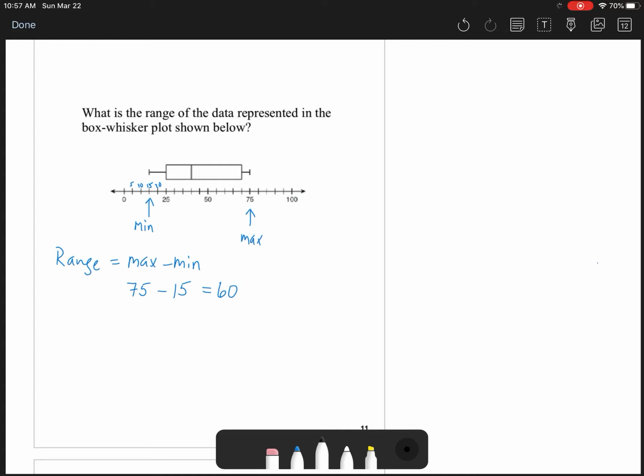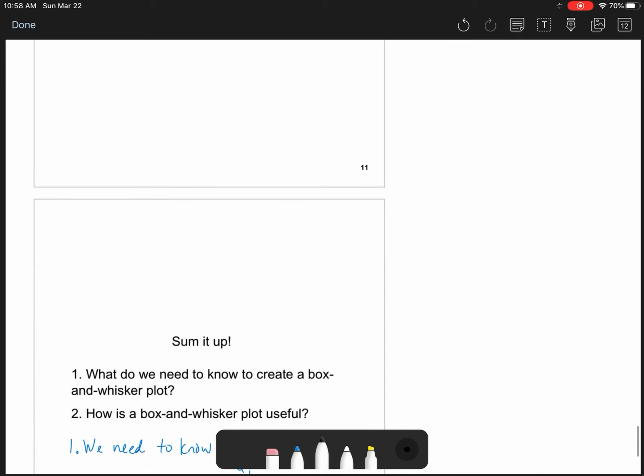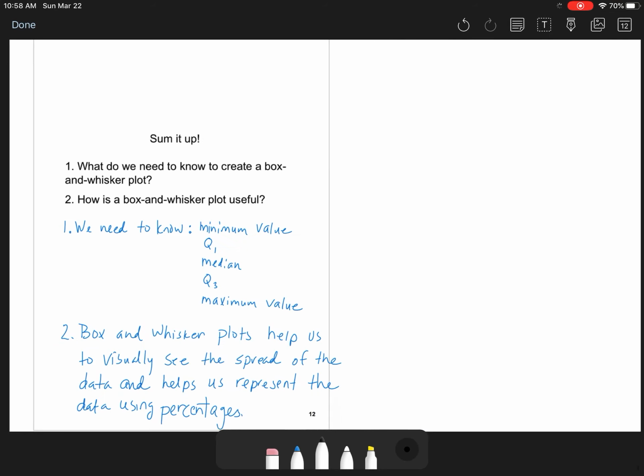What is the range of the data represented in the box and whisker plot shown below? Here again, for the regular range, we take the maximum value, subtract the minimum value from that, and we get 16.